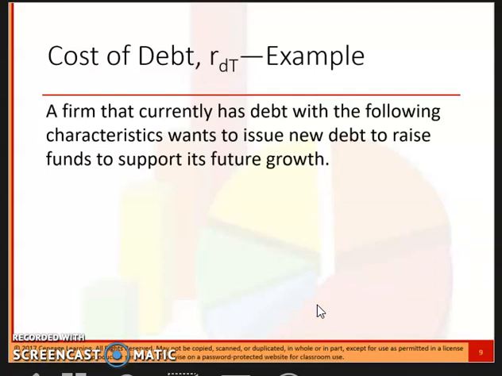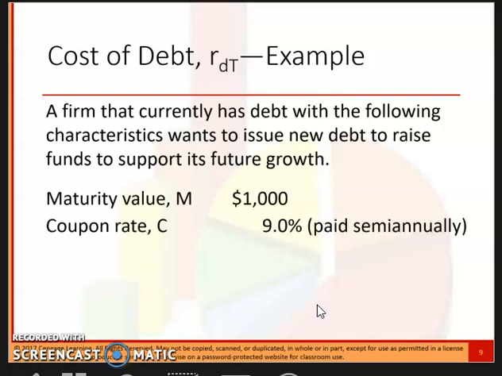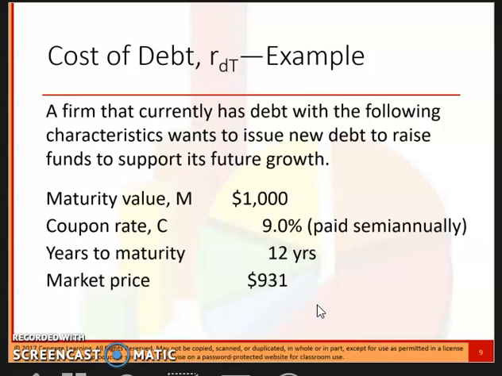Example: the firm currently has debt with the following characteristics and wants to issue debt to support future growth. They're going to issue a $1,000 maturity value bond with a 9% coupon rate paid semi-annually. The years to maturity is 12 years, so that's going to be 24 semi-annual periods, and the current market price is $931. The marginal tax rate is 40%.